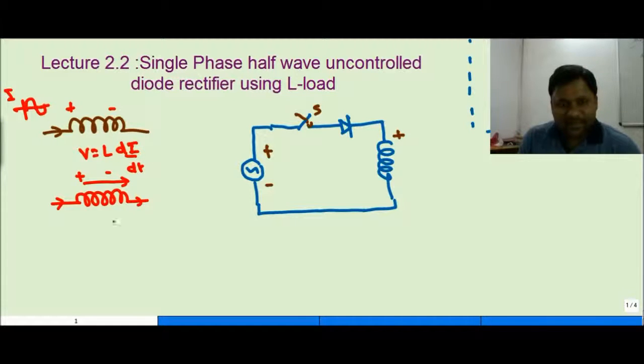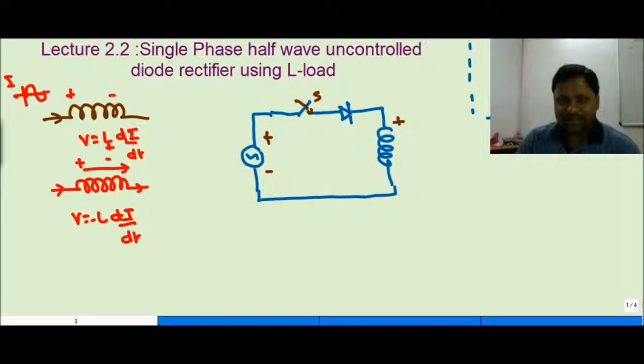So when the inductor is releasing energy, V equals minus L di upon dt. When the inductor is storing the energy, V equals L di upon dt. When it is releasing the energy, it becomes minus L di upon dt, as the rate of change of current is negative. That is the concept of the inductor that we have to keep in mind: during the positive half cycle, the inductor stores the energy, and during the negative half cycle, the inductor releases the energy. This is the concept that we have to understand.